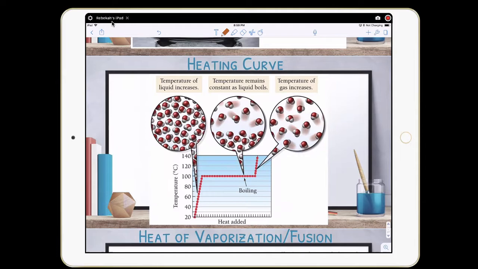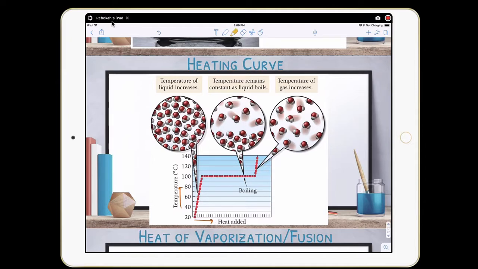So you're going to see this also in your book as a heating curve. Heating curves are really simple. It's just as I add some heat, the temperature is going to increase. That makes sense, right? If I add heat, I put something under a Bunsen burner, the temperature is going to increase. Now that makes sense for most of this graph.